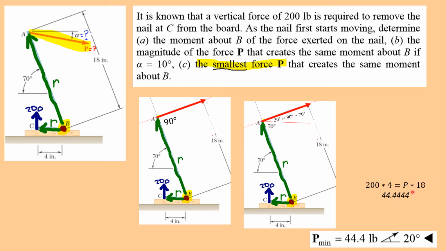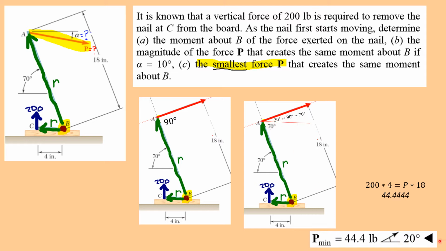So 18 inches long times that force, that is what you're pulling on the crowbar with, and that's going to have to create 4 inches times the 200-pound force. So 4 times 200 on the left-hand side of B is going to have to be equal to P times 18 on this side. And we're looking at that 90-degree angle, so we have P as 44 pounds, and it's going to be at 20 degrees.